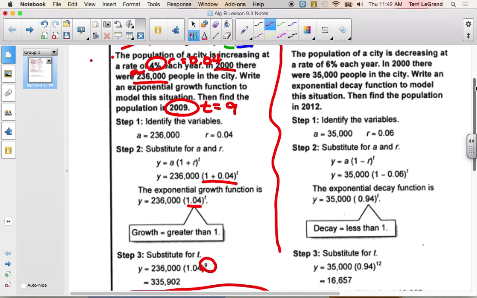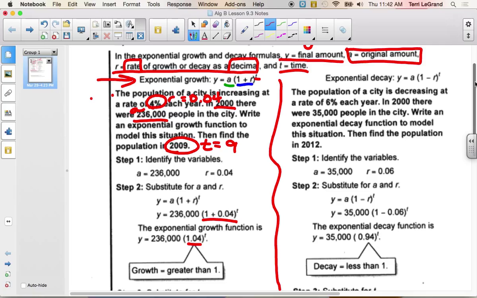Okay, now they do a situation where the population is decreasing. And notice what is different about the formula. What's the only thing that's different when there's a decrease going? You're subtracting R instead of adding it. So in other words, you're going to take that percentage, change it to a decimal, and take it away from 1.